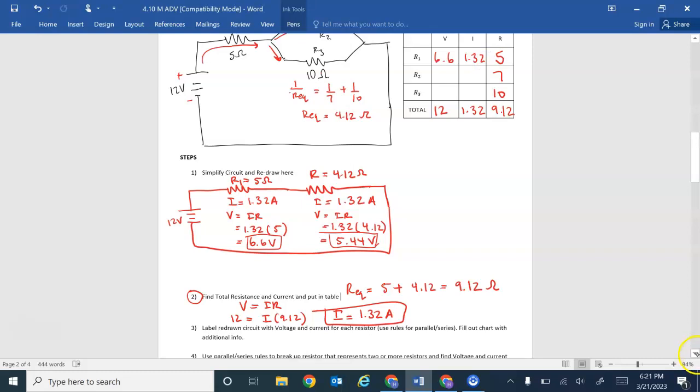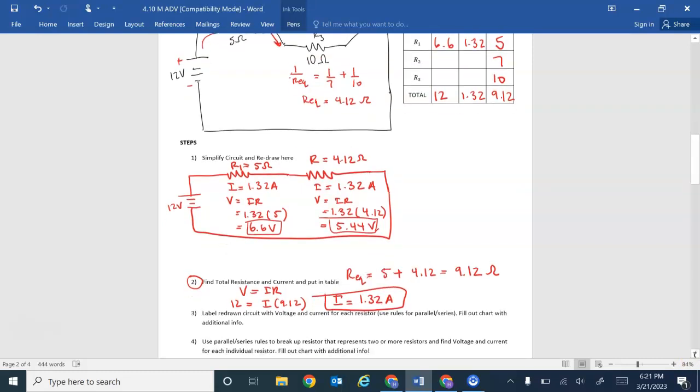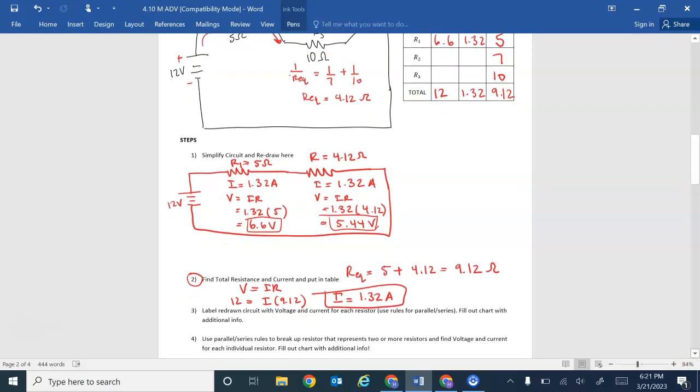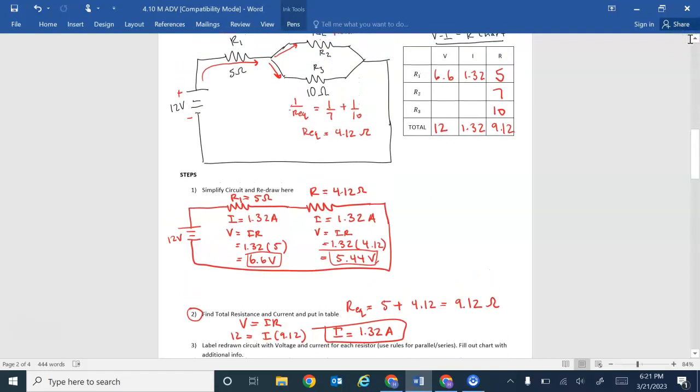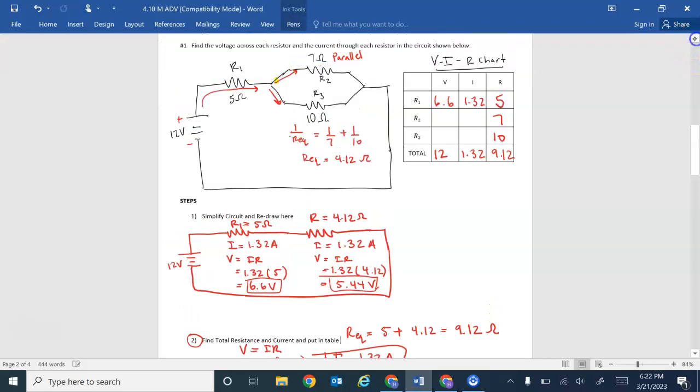So now let's go ahead and look at step number 4. Step number 4 says use parallel series rules to break up resistor that represents 2 or more resistors and find voltage and current for each individual resistor and fill out chart with additional info. Okay, so looking at this, I'm going to go ahead and highlight it. Will the highlights show up? Let's see. Okay, so these resistors right here, those are represented by the information right here.